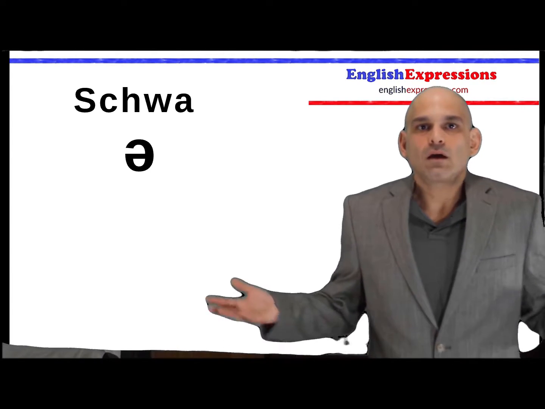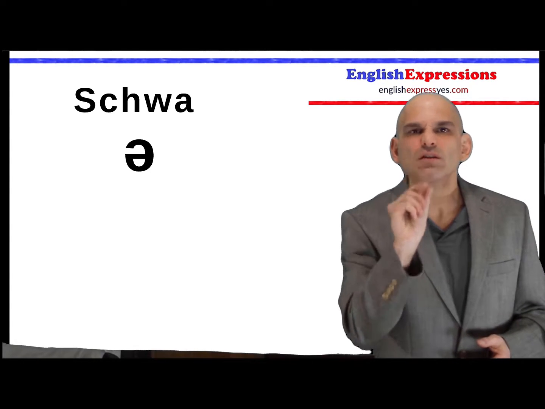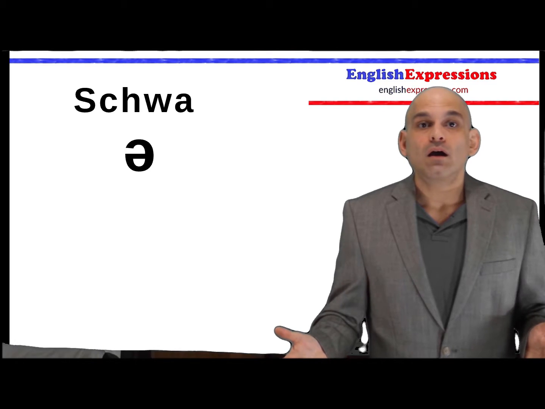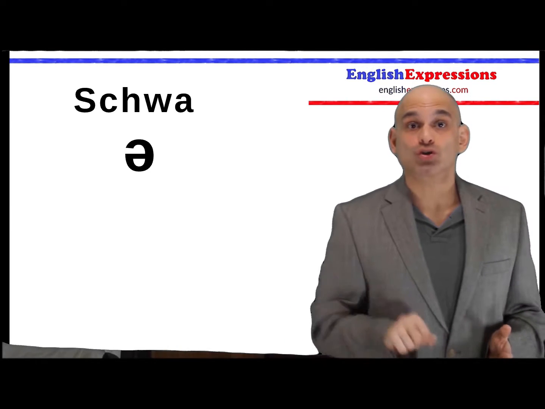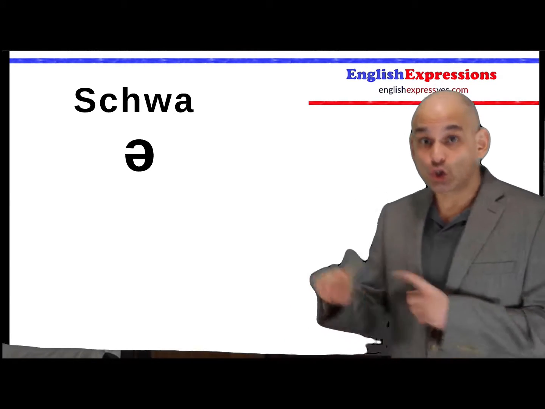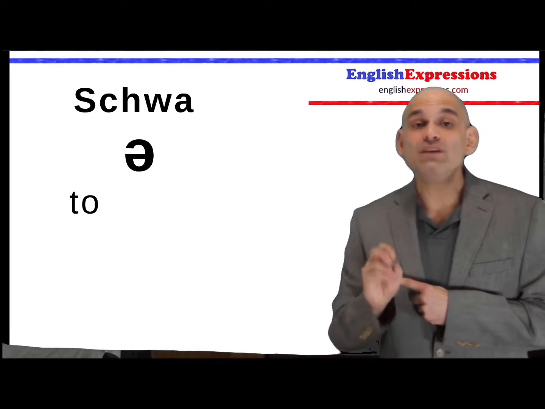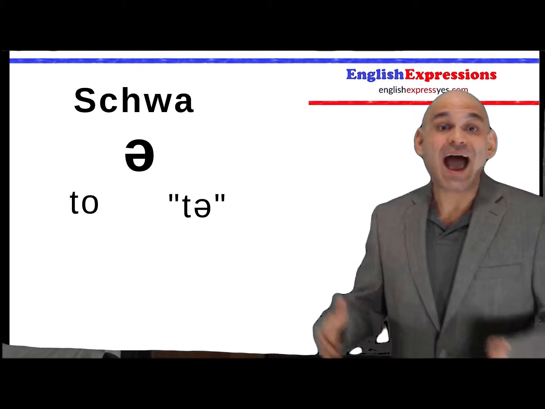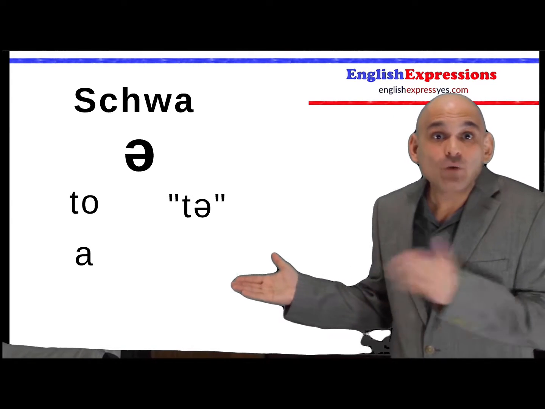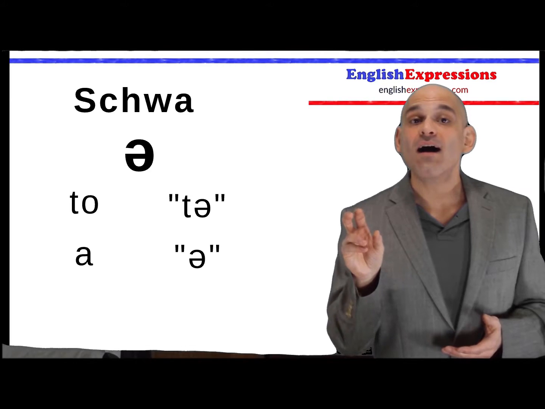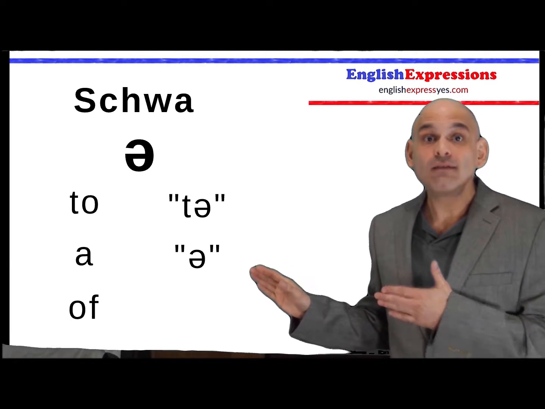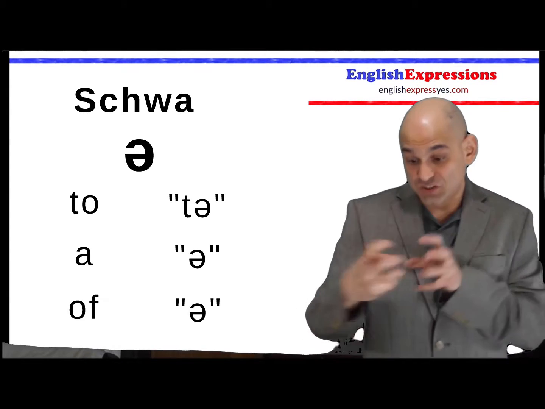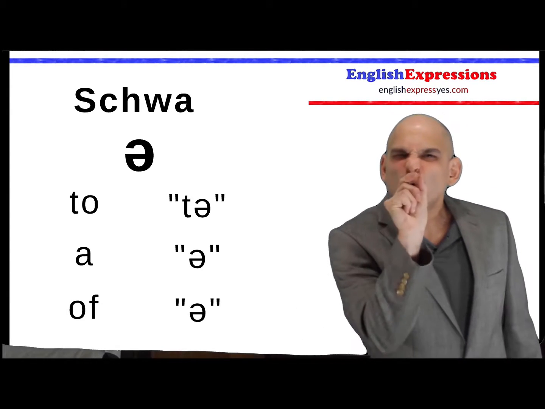Yeah, that's it. So short, so short. And we say it in many, many function words. We don't say "to," we say "t." We don't say "of," we say "uh." Okay? Notice how they're similar, but schwa is short.